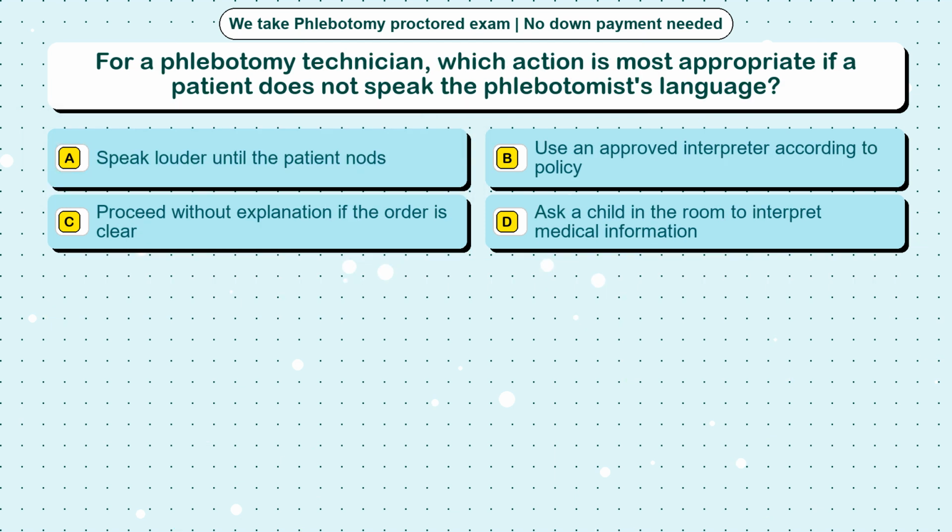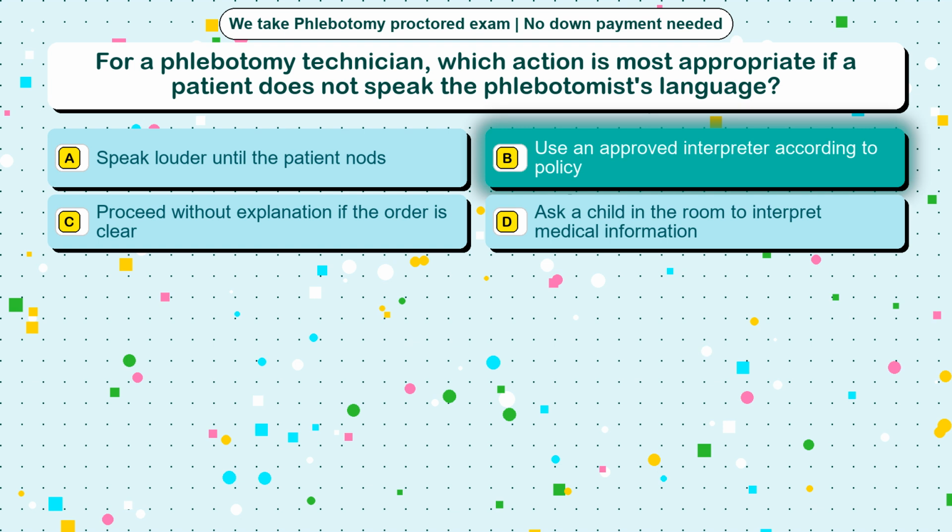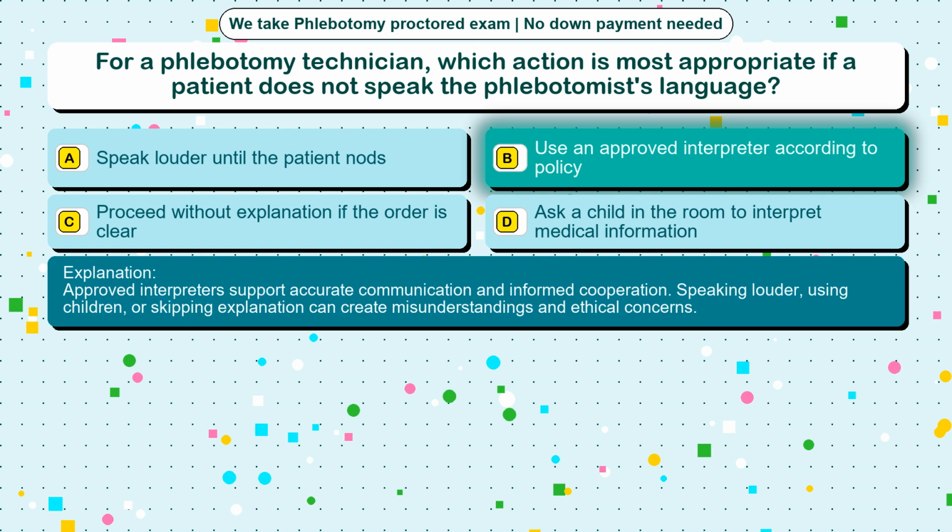Question 78. For a phlebotomy technician, which action is most appropriate if a patient does not speak the phlebotomist's language? Option A. Speak louder until the patient nods. Option B. Use an approved interpreter according to policy. Option C. Proceed without explanation if the order is clear. Option D. Ask a child in the room to interpret medical information. The correct answer is option B. Use an approved interpreter according to policy. Approved interpreters support accurate communication and informed cooperation. Speaking louder, using children, or skipping explanation can create misunderstandings and ethical concerns.